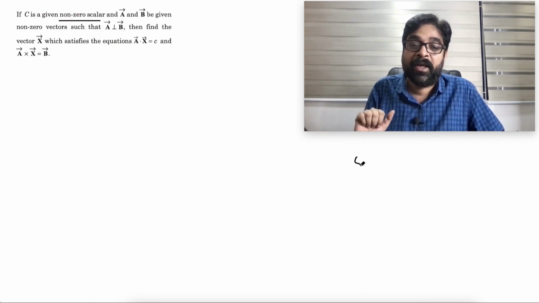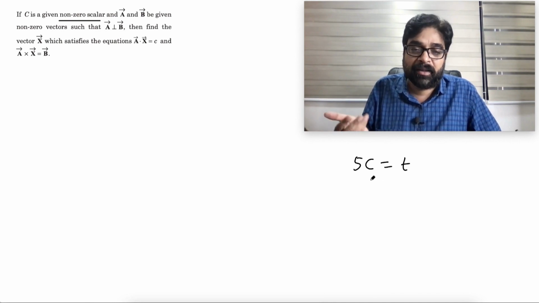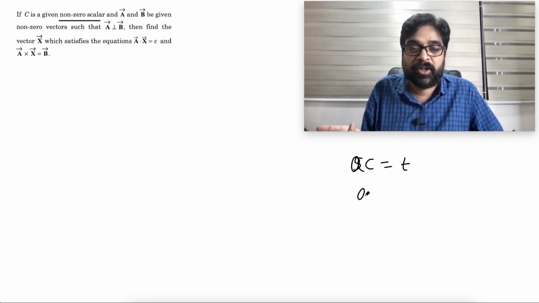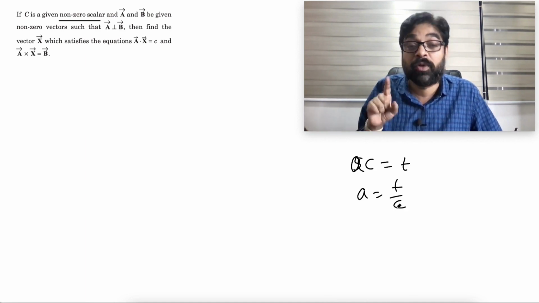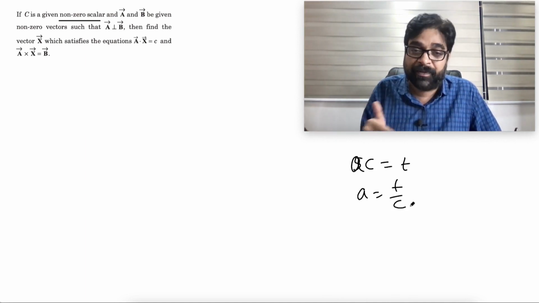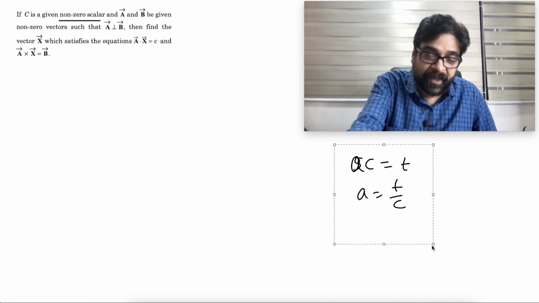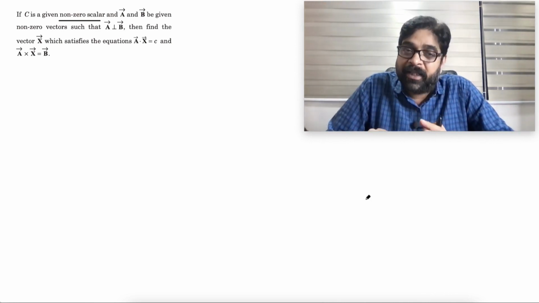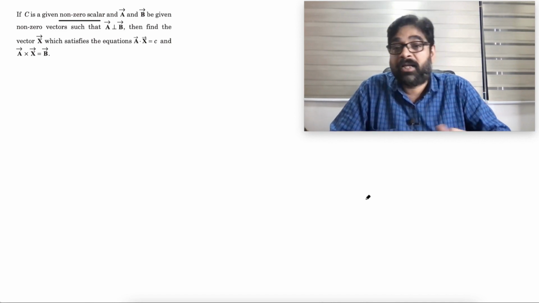Suppose somebody says AC equals T, find A. I'm not talking about vectors, I'm talking in a simple, general way. So you'll say A equals T by C. Generally we do it like this. But I can write this step only when we know that C is non-zero. Otherwise we cannot write that step. Understand? So every step, every piece of information, especially in JEE and Olympiad, I have seen, when they give the information, it has a very, very important meaning. It has to be understood.